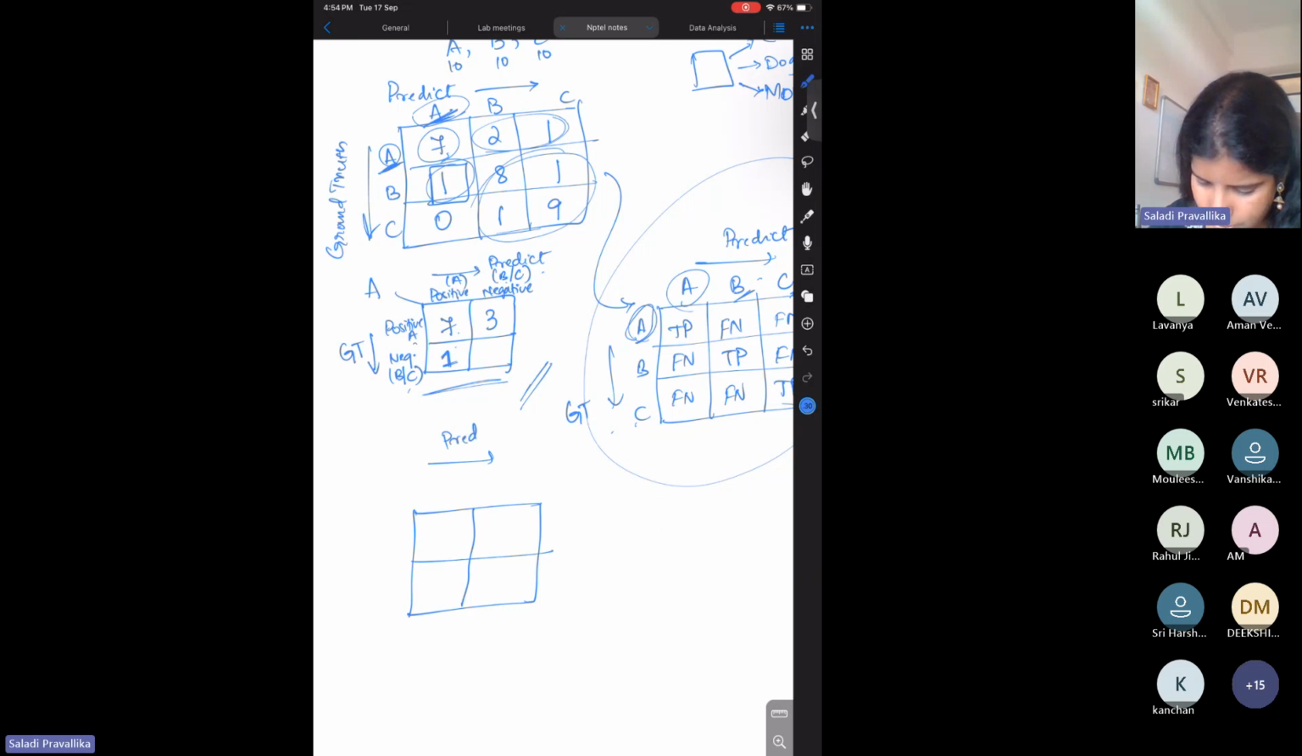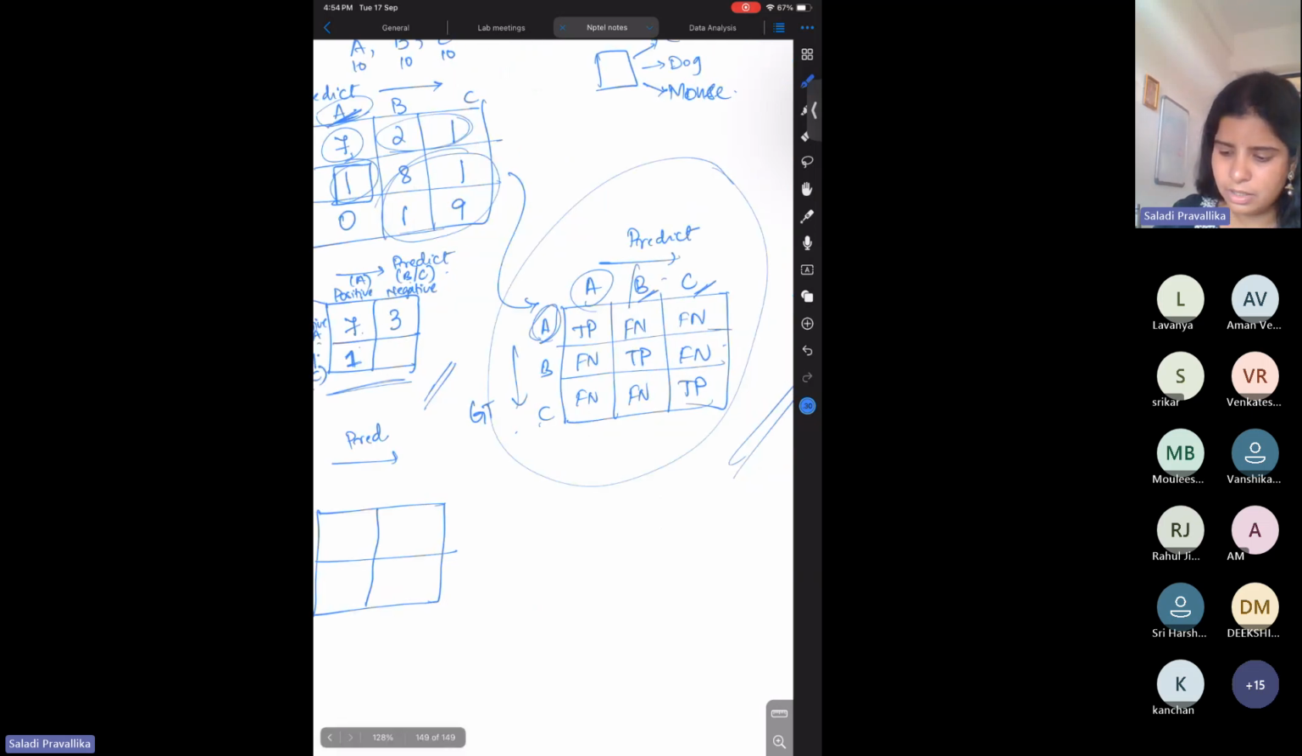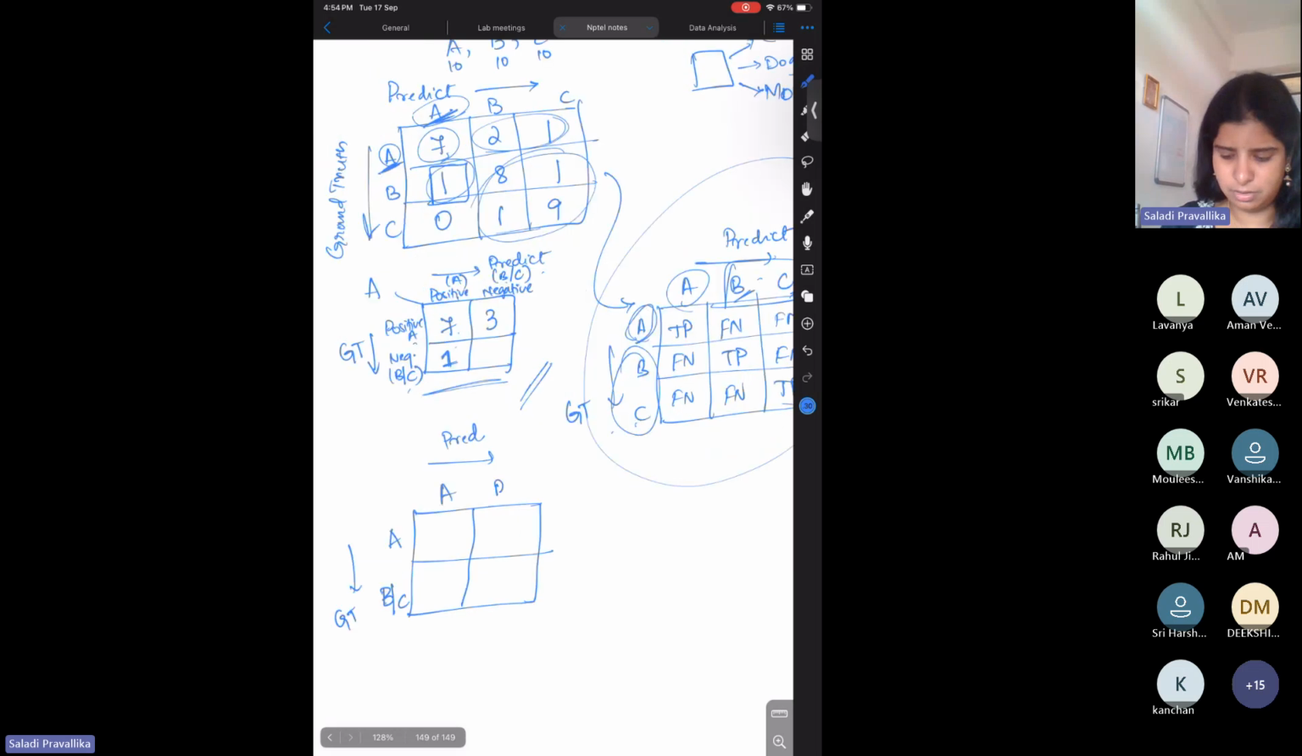Now here, this is prediction and this is ground truth. Ground truth is A, and this one is B or C. I'm clubbing these two together. So how many values do I have where the ground truth is A and the prediction is also A? That is 7, I'm writing 7.